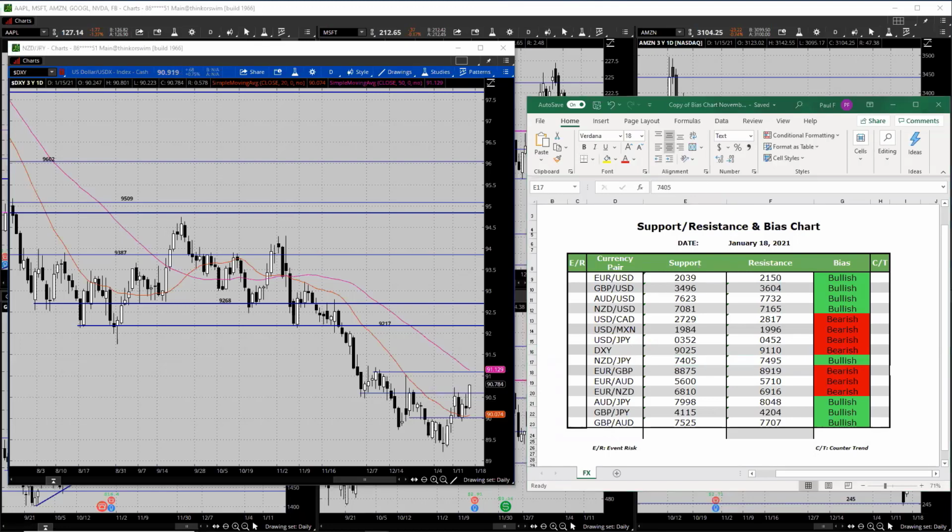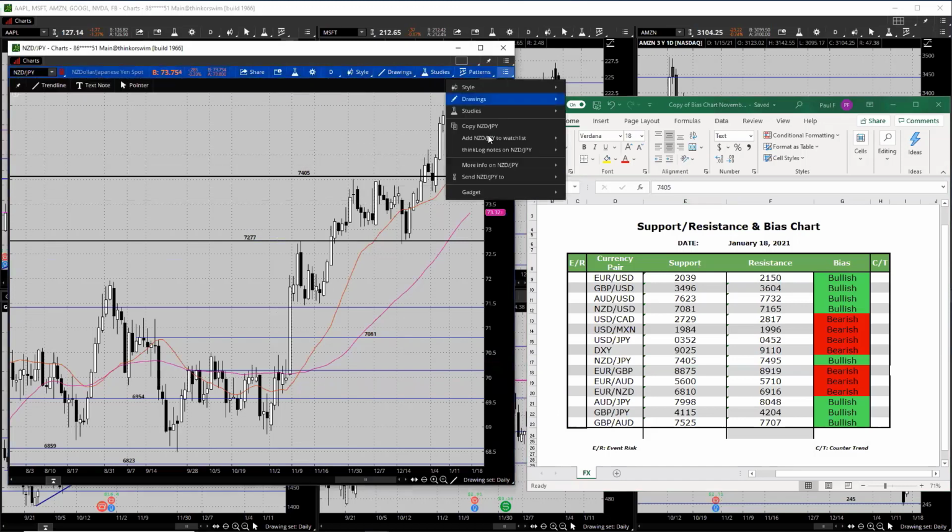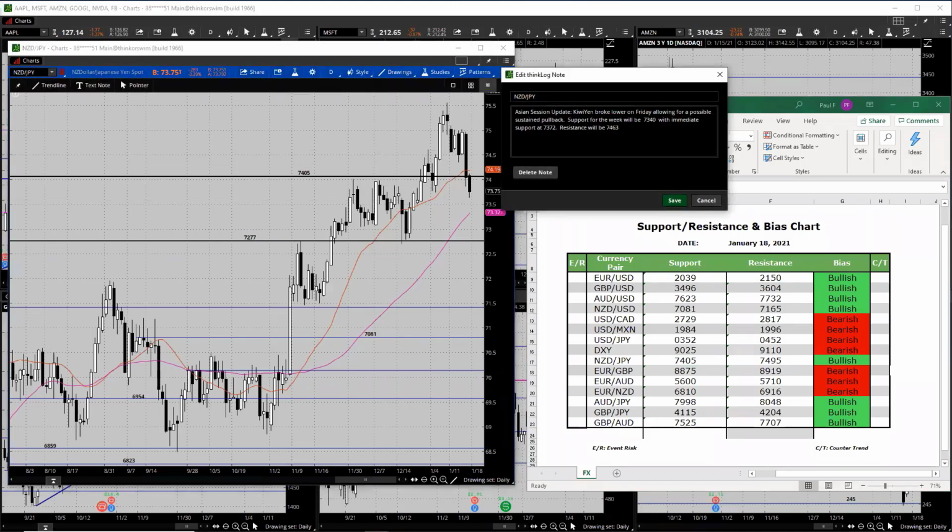On to the cross rates. Boy, we're seeing some follow through on this Kiwi yen. The Kiwi yen broke low on Friday, allowing for a possible sustained pullback. Support for the week will be 73.40.